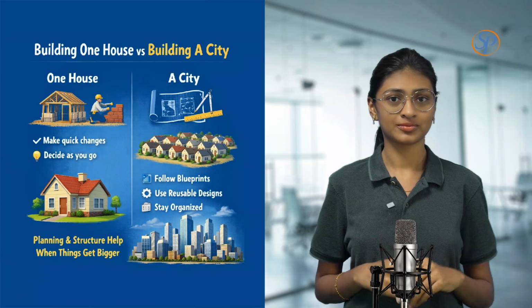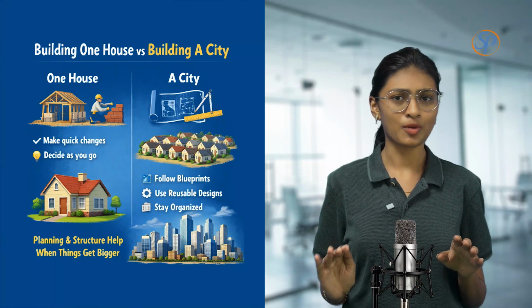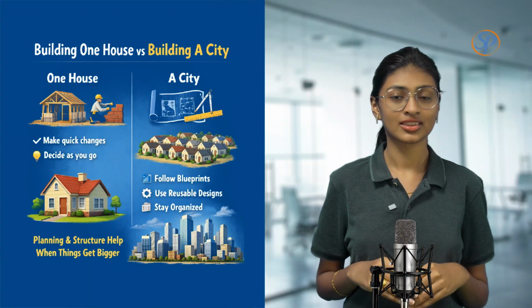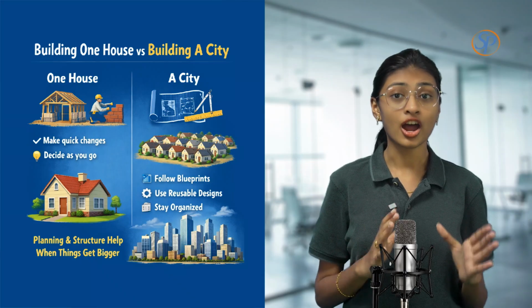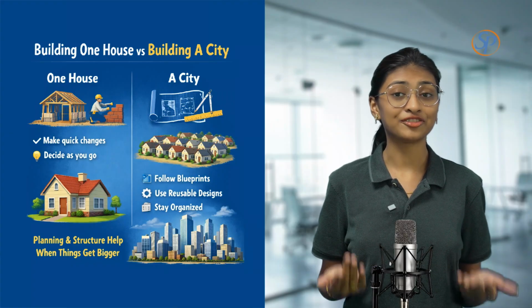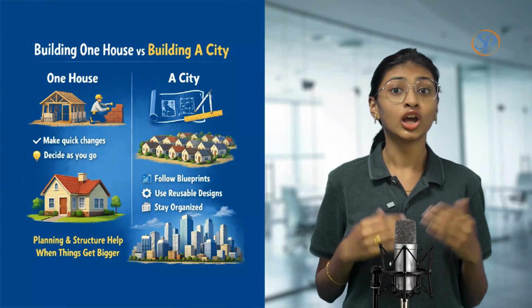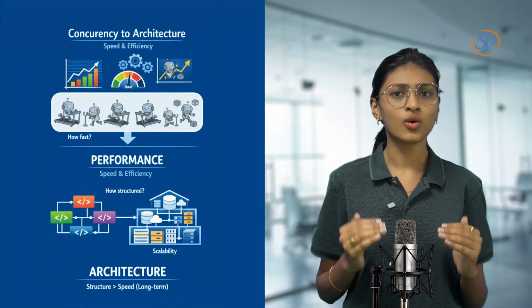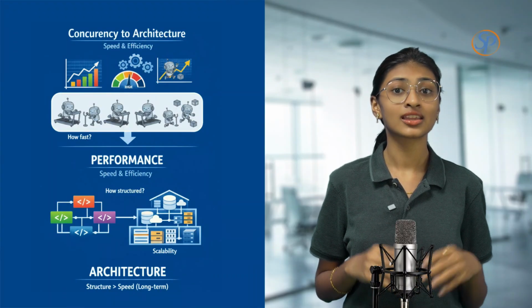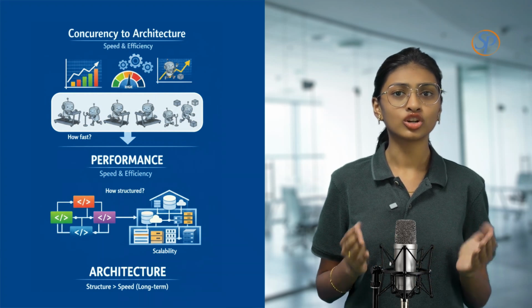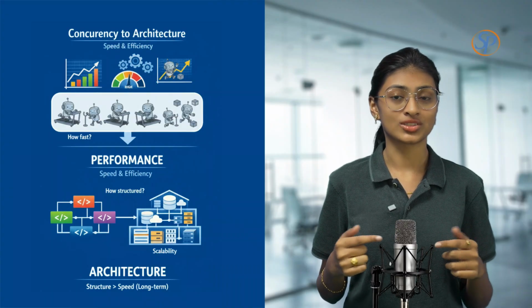Imagine you are building a single small house. You can decide things on the spot. If you want to change a wall, you just change it. Now imagine building hundreds of houses in a city. You cannot redesign everything every time. You need blueprints, rules, and reusable designs. Software systems work exactly the same way. Design patterns are not about making code fancy. They are about not collapsing when the system grows.